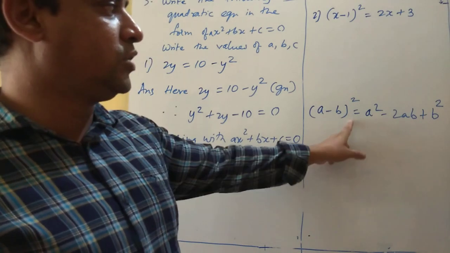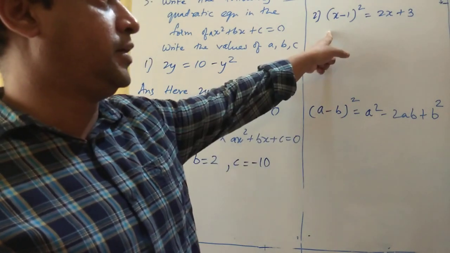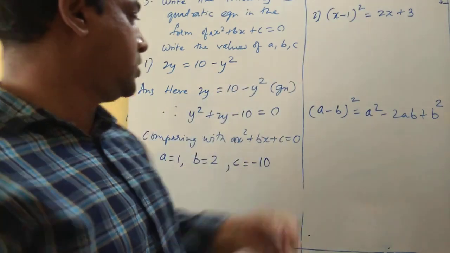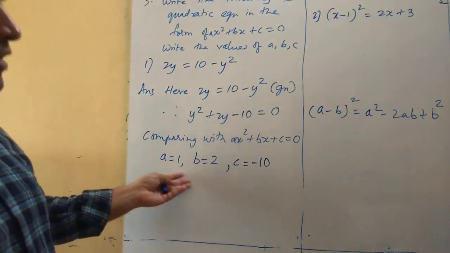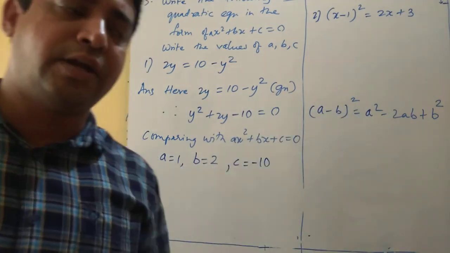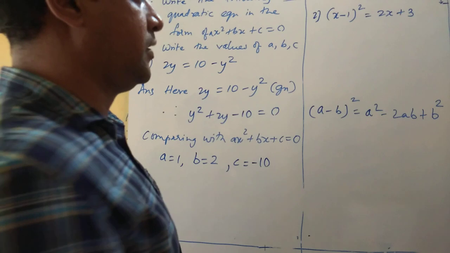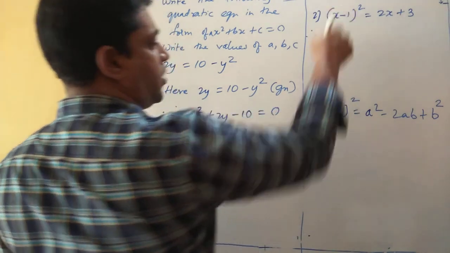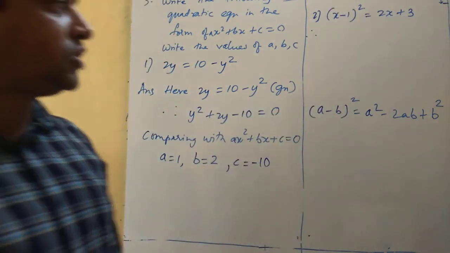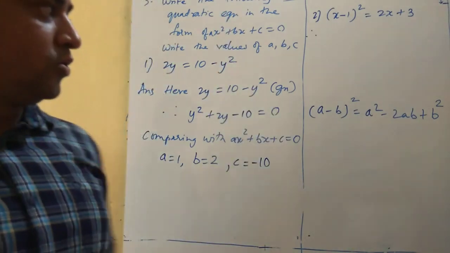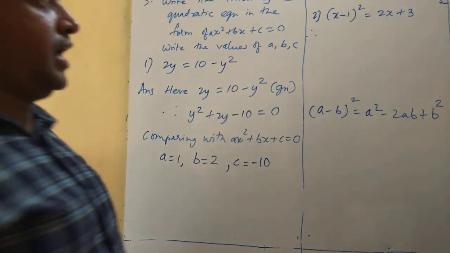So I will be using this formula here, left hand side. Once I have written that, then I will do the same thing as we have done in the second sum. We will rearrange and then we will write the value of a, b and c. Is it clear? So let's start. Here instead of a you are having x, instead of b you are having 1. So a square is nothing but x square.